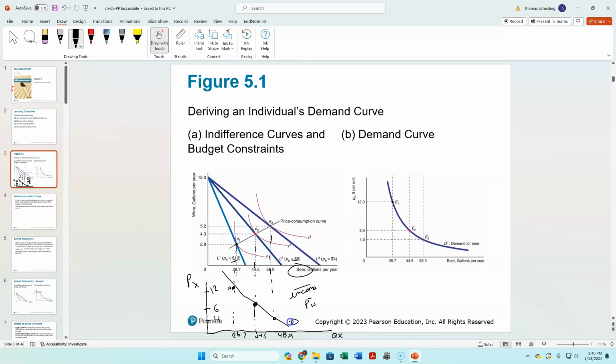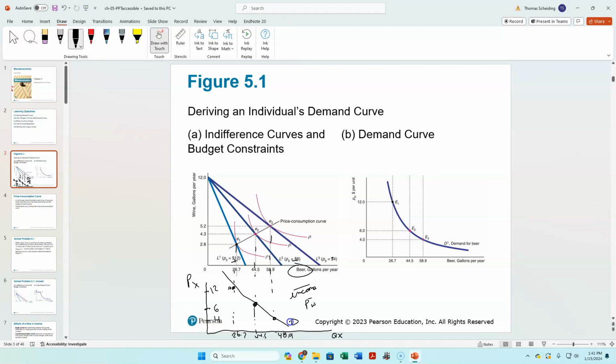So all I did there is take the graph on the right-hand side and just transpose it below the graph on the left-hand side, so that you can actually see that, based on what we learned in chapter 4, just making beer cheaper would pivot the budget constraint outwards, keeping the same y-intercept but pivoted outwards so that the x-intercept became larger and larger.